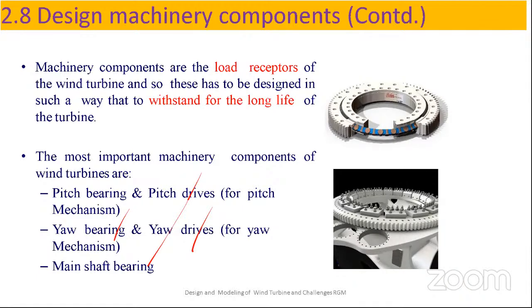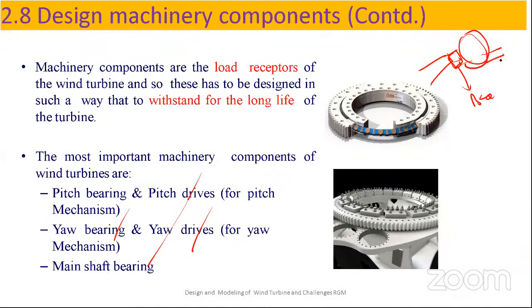Which one will receive the load? Now you can see the bearings. Here the blades, here I have the hub, the blade which is mounted on the bearings, right? Which is the receptor of the load. Now it is the bearing. First, the bearing will receive the load and transfer this load to the hub.